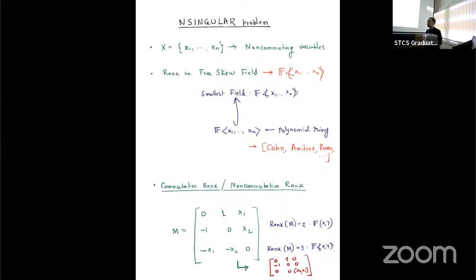Now I'm moving to the non-commutative version of this problem. The n refers to non-commutative. When I put n in front of singular, it simply means non-commutative. The problem is very similarly phrased. You have a set of variables x1 to xn, but these variables do not commute. That means if you multiply xi with xj, it is not the same as xj times xi.